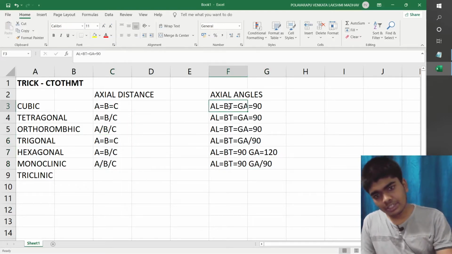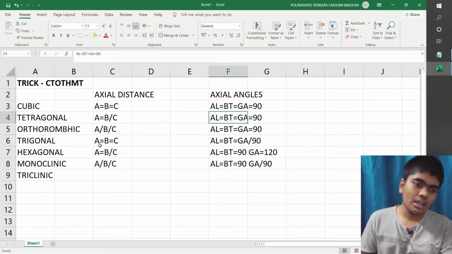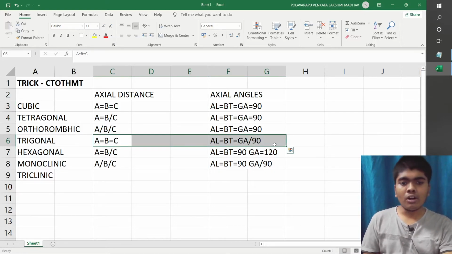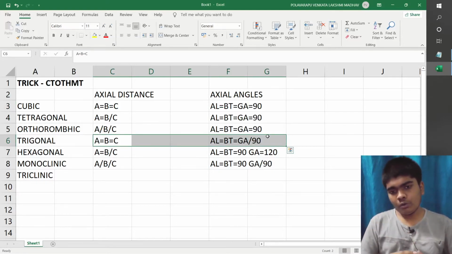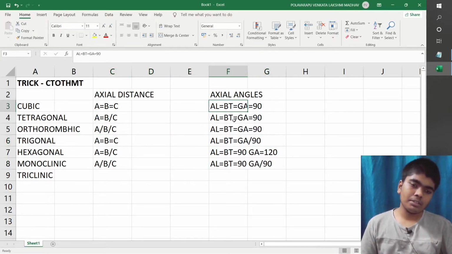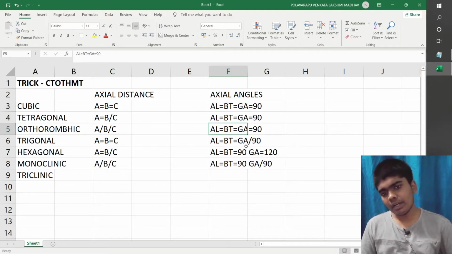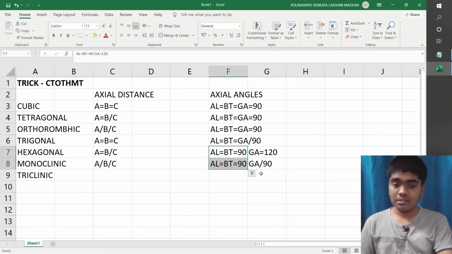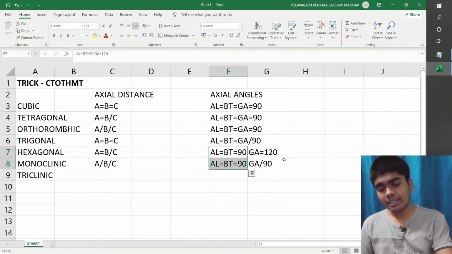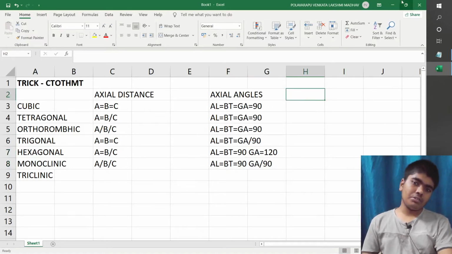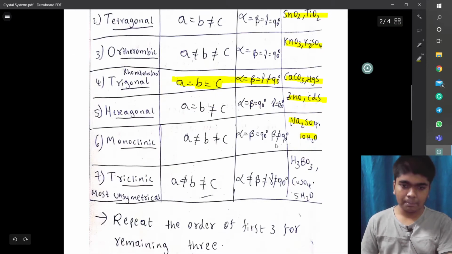And after that, axial angles: alpha is equal to beta is equal to gamma is equal to 90. So you need to make sure you start from here. Alpha is equal to beta is equal to gamma not equal to 90. So the not equal to 90 comes after the above 3 columns that are equal to 90. Gamma is equal to beta is equal to 90, alpha beta gamma 90, alpha beta gamma 90, and then these two should be remembered by you guys. So alpha beta is equal to 90, gamma is equal to 120, alpha beta is equal to 90, gamma not equal to 90. So here you need to write these examples, guys.